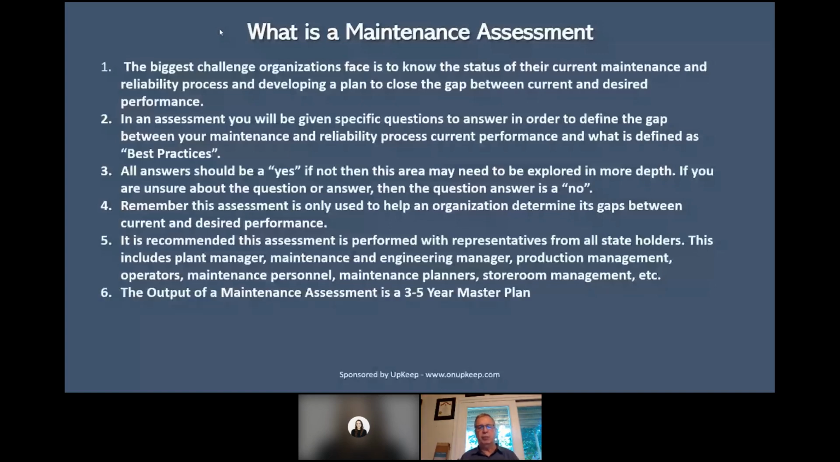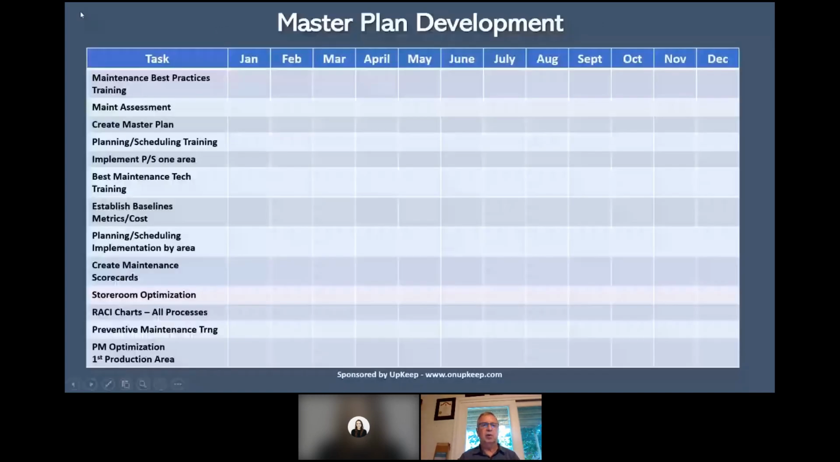The output of the maintenance assessment is a 3 to 5 year master plan. So I'm going to show you a master plan. If we were to create one, this is just an example. The tasks are on the vertical. If we look at the first task, maintenance best practices training.